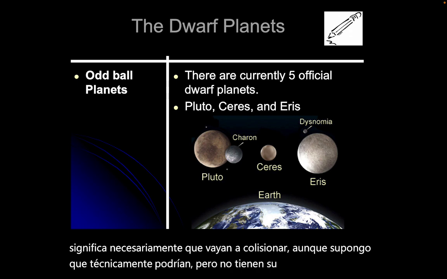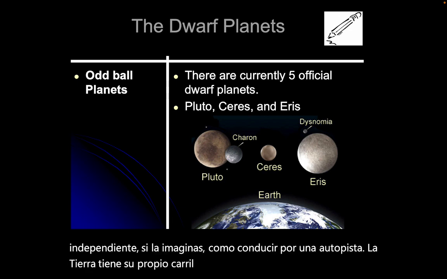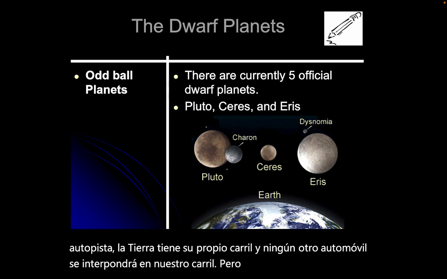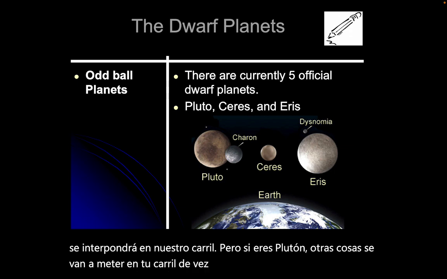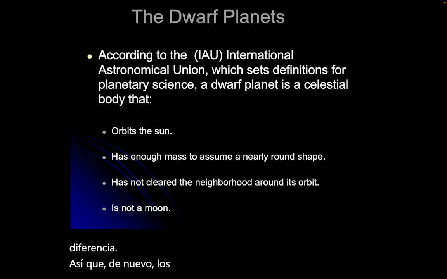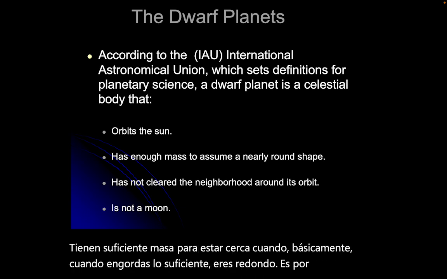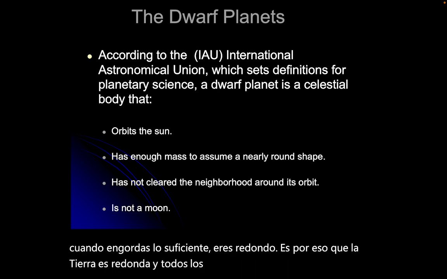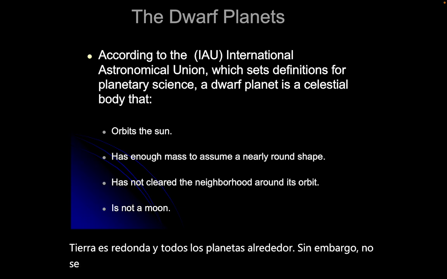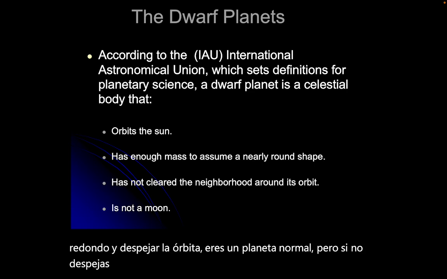If you imagine it like driving on a highway, Earth has its own lane, and no other car will ever get in our lane. But if you're Pluto, other things are going to get into your lane from time to time. That is the main difference. So again, dwarf planets orbit the sun. They have enough mass to be round. When you get fat enough, you're round. That's why Earth is round and all the planets are round. However, it has not cleared its orbit, meaning it is a dwarf planet. If you have enough mass to be round and you clear your orbit, you are a regular planet. But if you do not clear your orbit, you are a dwarf planet.